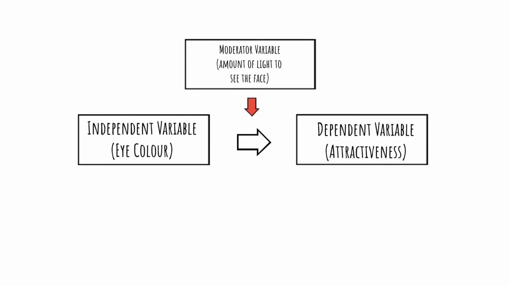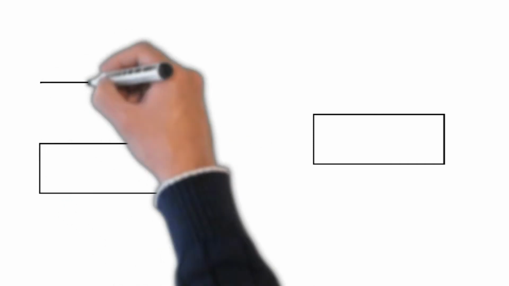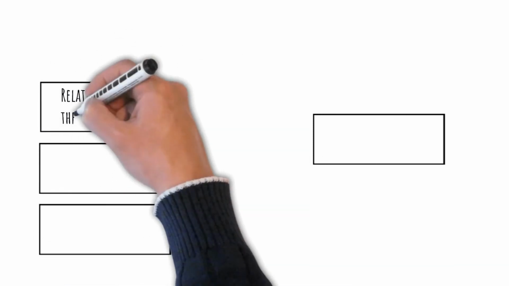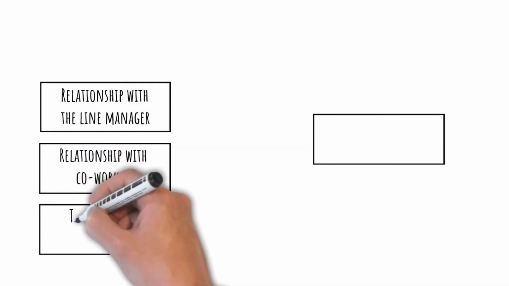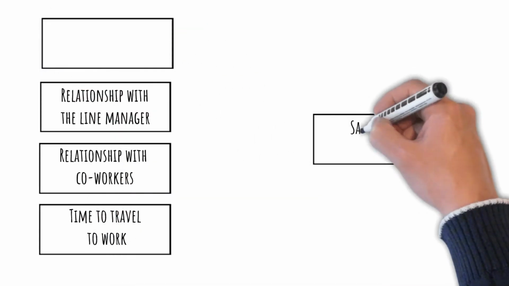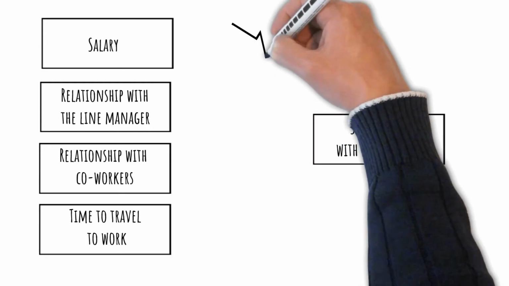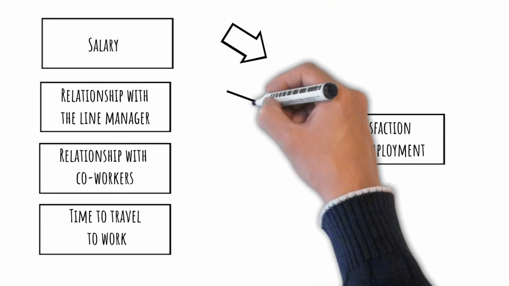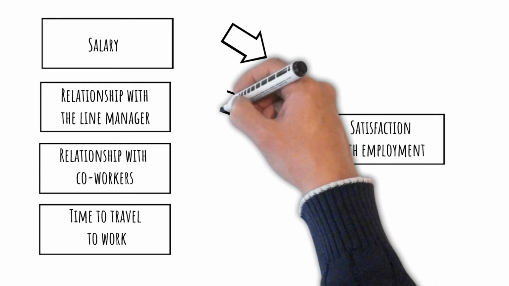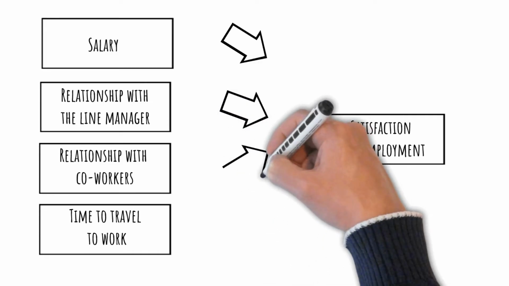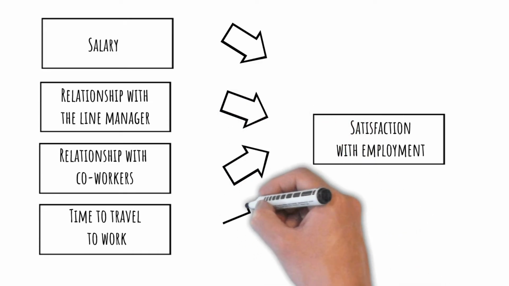I hope that this explanation will help you in building simple conceptual models. It should consist of attributes of cases and the relationships between them. In this simple conceptual model shown here, you have 4 independent variables that are attributes, which have an effect on someone's satisfaction with their employment. These 4 attributes, or factors, are salary, relationship with the line manager, relationship with co-workers, time to travel to work.